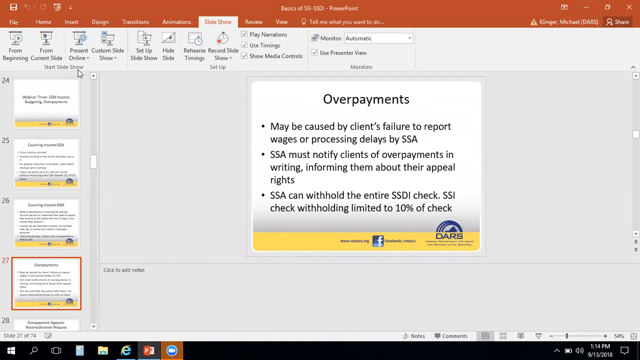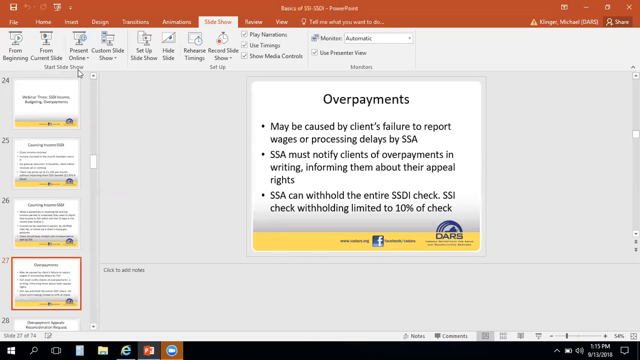All right, so next thing I wanted to talk to you about is overpayments. Overpayments are simply caused when a client receives more money in benefits than they're actually entitled to. And overpayments can happen for a few different reasons. It can either be caused by a client's failure to report wages. Maybe a client's gone back to work and they don't fully understand their reporting responsibilities, or they just don't do it. That can obviously cause an overpayment.